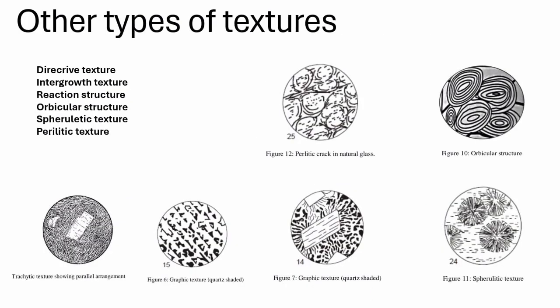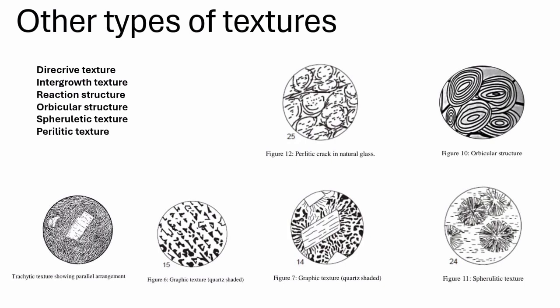The other types of texture include directive texture. It is a texture which is produced by the flow of magma during the progress of crystallization. Then comes the intergrowth texture. This texture is mainly formed due to simultaneous crystallization of two minerals from magma. It is subdivided into types. One is graphic texture, which consists of intergrowth of quartz and alkali feldspar. Then comes granophyric texture. Here the intergrowth between quartz and alkali feldspar is not regular as in the case of graphic texture. Then it is called granophyric texture.